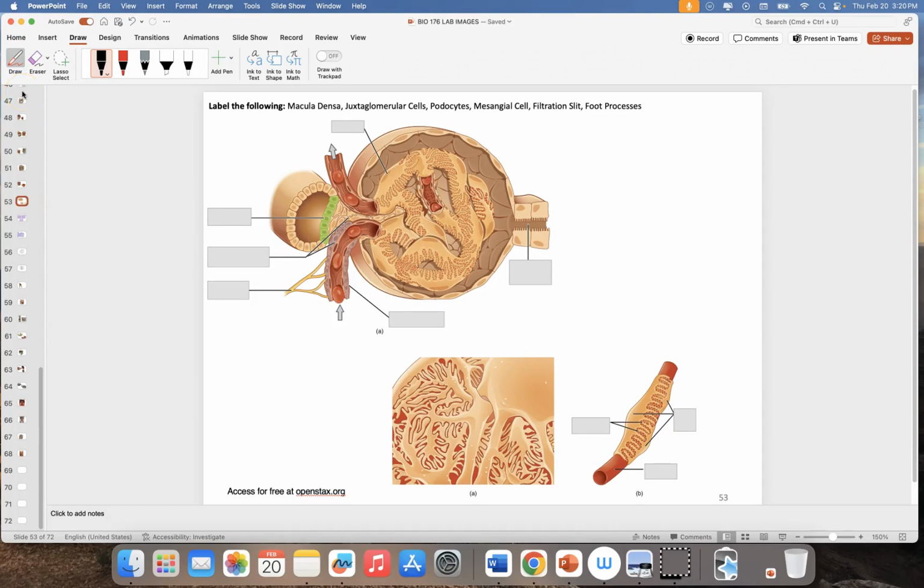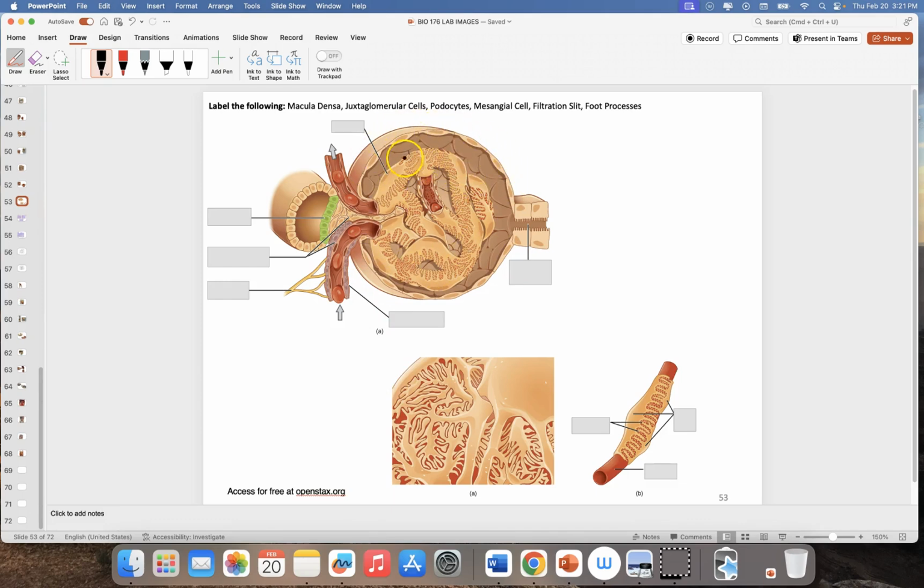In this video, we are going to further explore the renal corpuscle. And to do so, we are going to use these figures from the Anatomy and Physiology OpenStax text. Let's go ahead and get our bearings. We always like to do that. This right here would be our renal corpuscle.